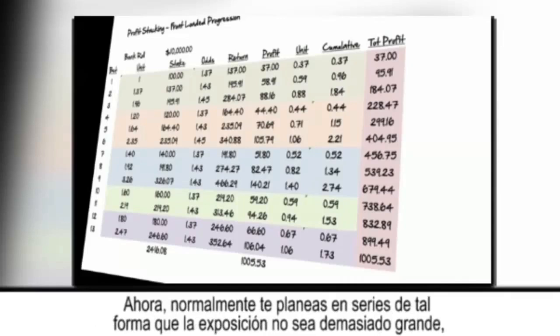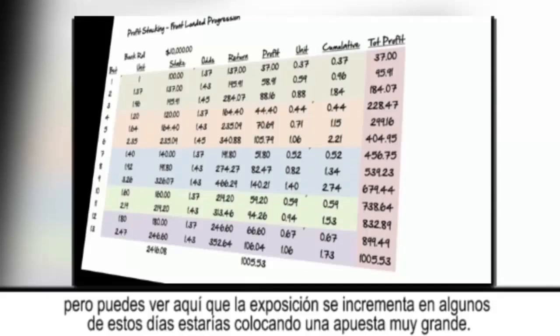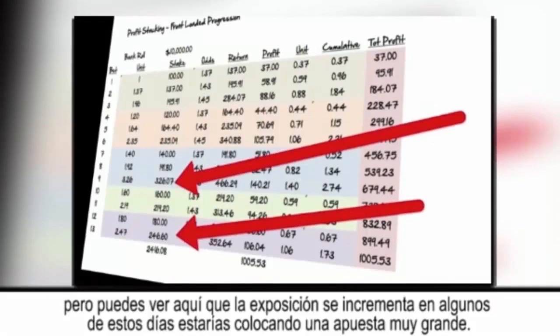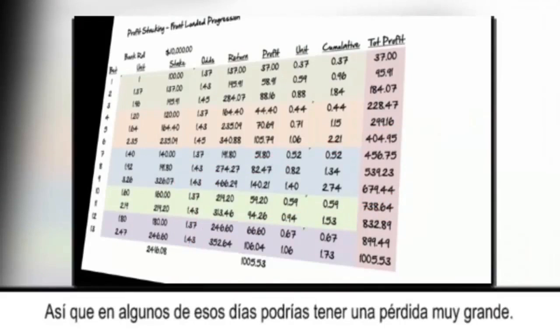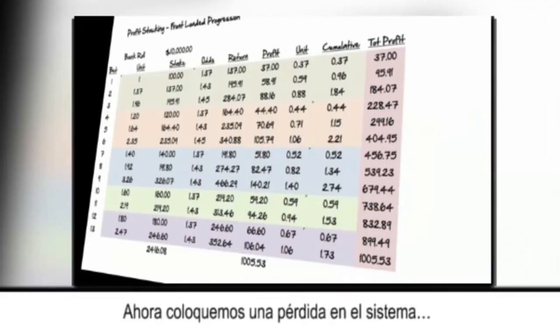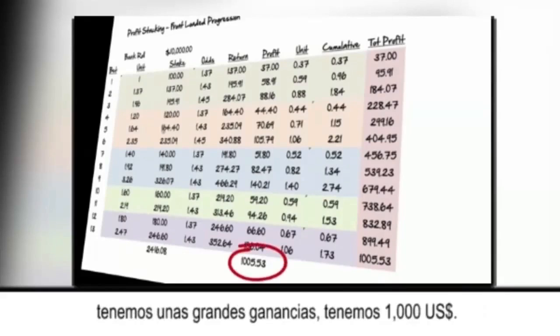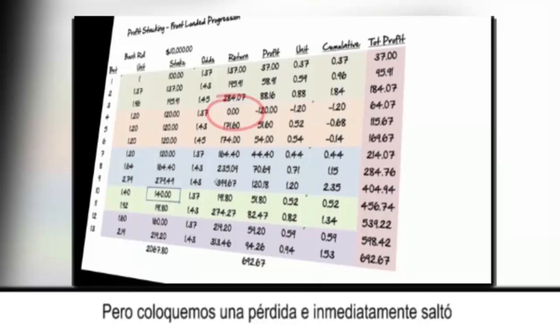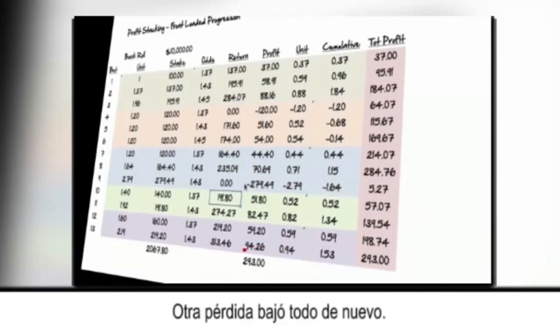Now, you typically cap yourself out into sets so that the exposure doesn't get too big, but you can see here the exposure is increasing on some of those days. You are putting on quite a large bet. So on some of those days, you could have a big loss. Now, let's throw in a loss on the system just to see the numbers. You can see here on this particular profit stack system, we've got some big wins and we've got $1,000, but let's put a loss in and it's immediately jumped down because it's all adjusted based on the units. Another loss dropped it down again.